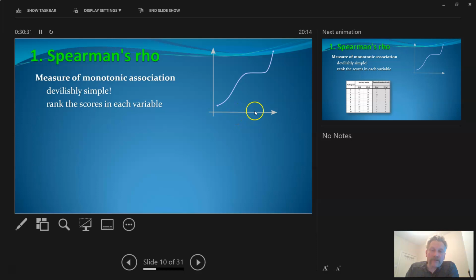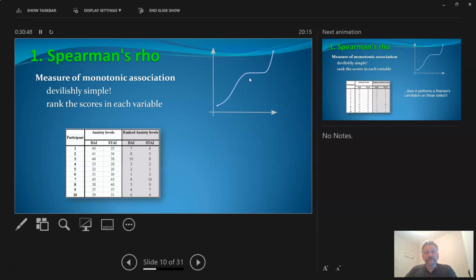So as scores increase on one variable, you might see that they increase on the second variable, with a line of data going from bottom left up to top right. And one of the clear things that you can see with a Spearman's rho is that even if you convert that to an ordinal level of data, you'll still see that pattern emerge.